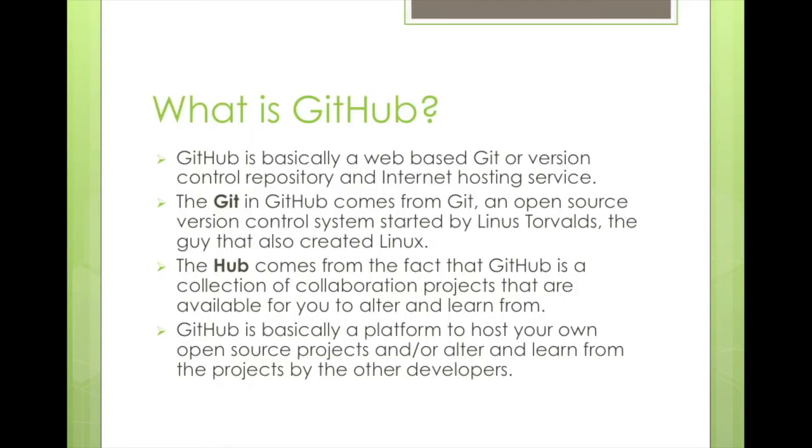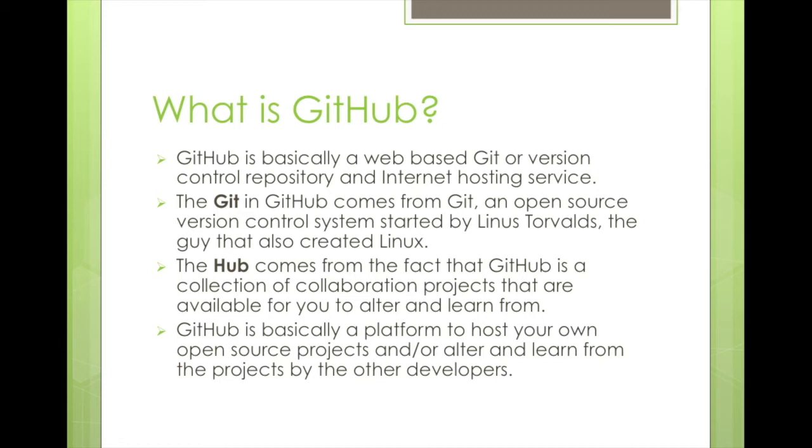What is GitHub? GitHub is basically a web-based Git or version control repository and internet hosting service. So GitHub, the word comes from two words. The Git in GitHub comes from Git, an open source version control system started by Linus Torvalds, the guy that also created Linux. Now, Git is basically a version control system, and in order to know more about version control systems, please refer to our video on version control system.